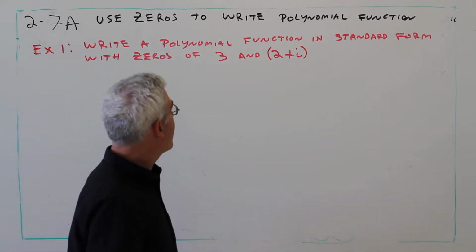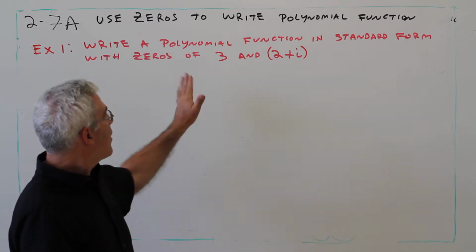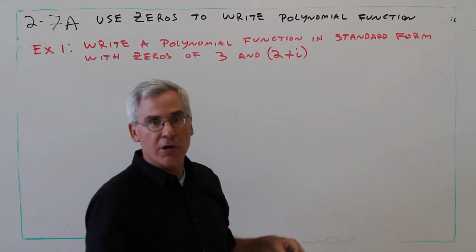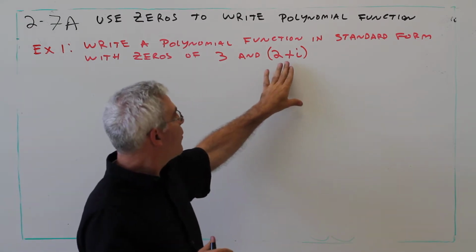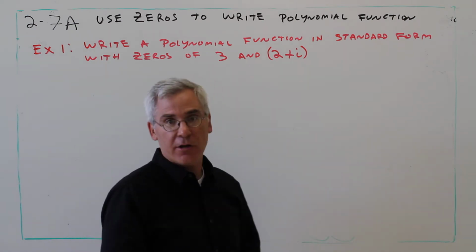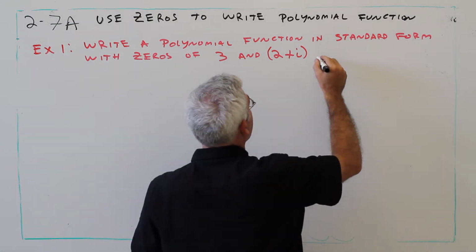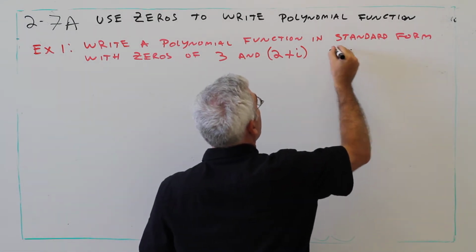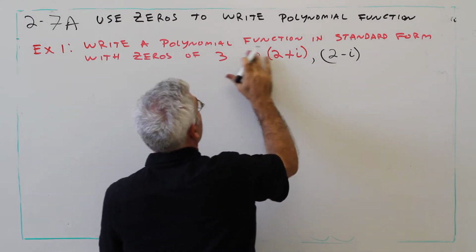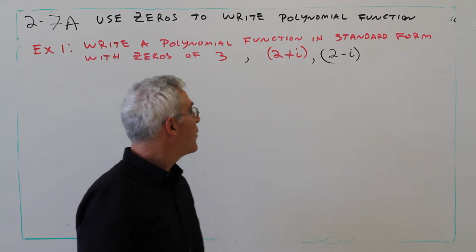First thing to remember is the complex conjugates theorem. It states if any polynomial function has one zero which is non-real, it also has the conjugate as a zero. So the complex conjugate is 2 minus i. So I know I've got these three zeros.